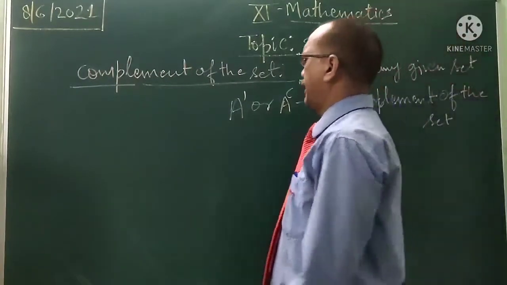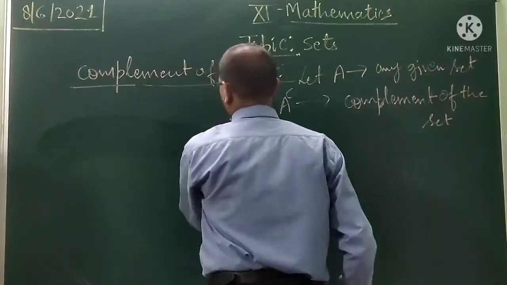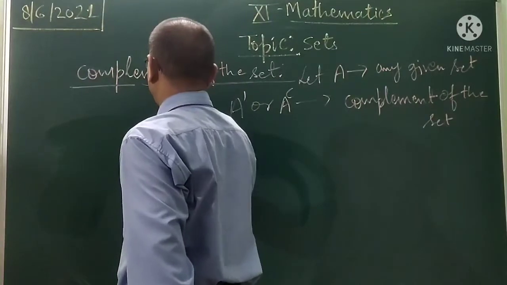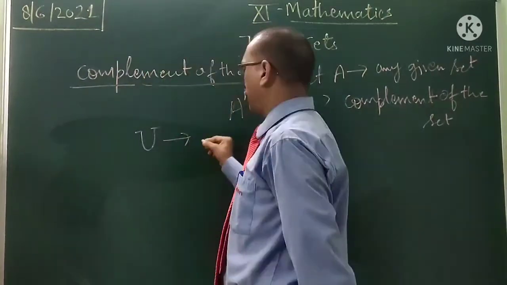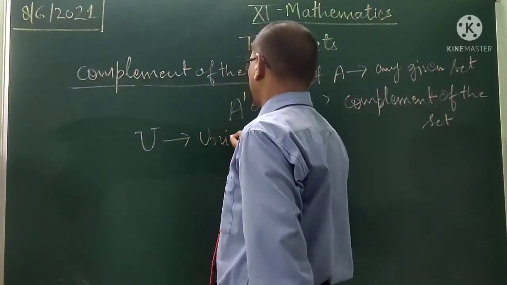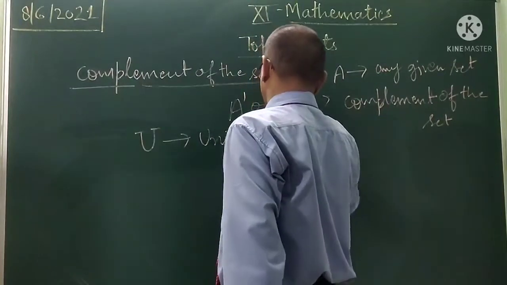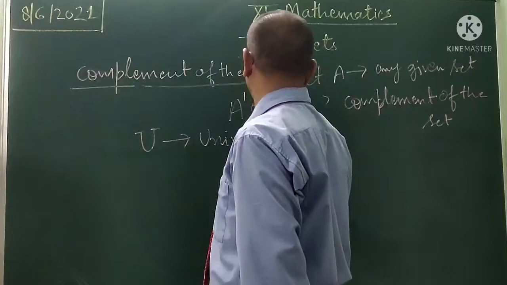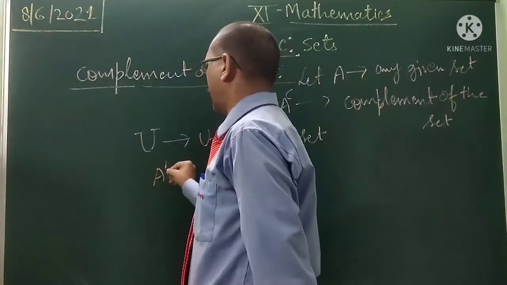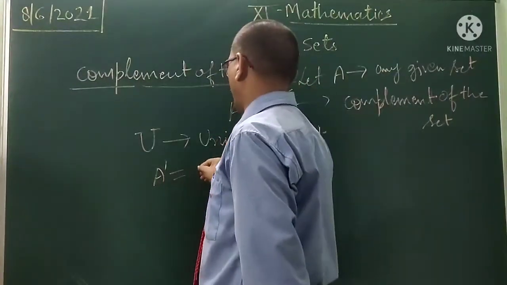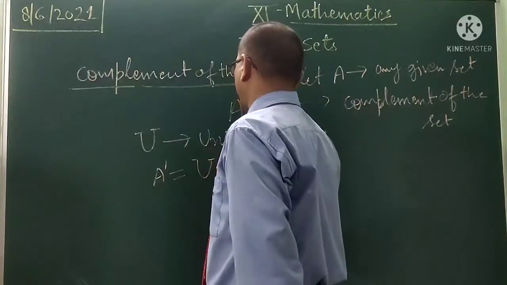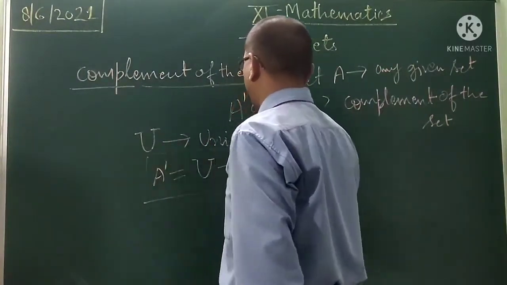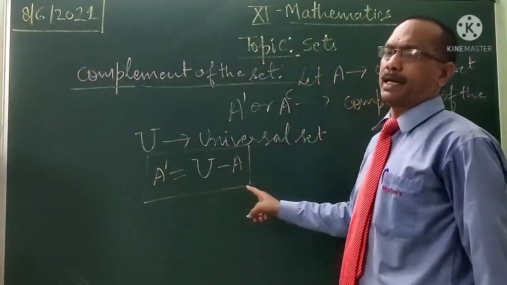Students, let U be the universal set. This one is the universal set. Then A complement is equal to the universal set minus A. What is the complement? It is the universal set minus A.